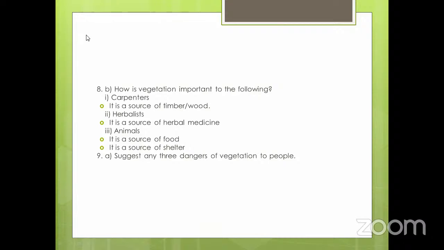Who can read for us? Bruce, can you read for us, please? Suggest any 3 dangers of vegetation to people. The dangers of vegetation. Is vegetation dangerous to people? Vegetation keeps dangerous people, e.g., thieves, rapists, and kidnappers. Good. Any other danger of vegetation?